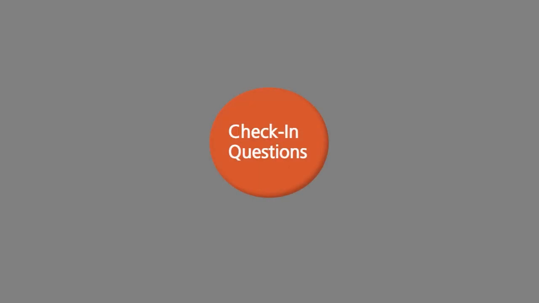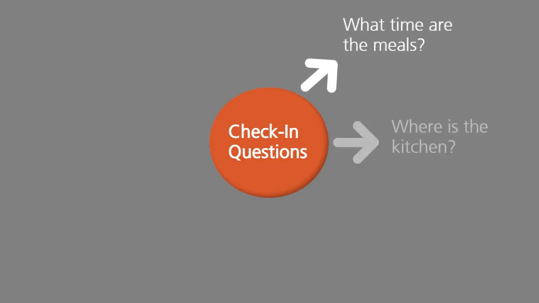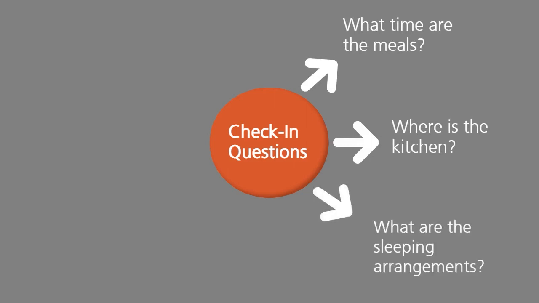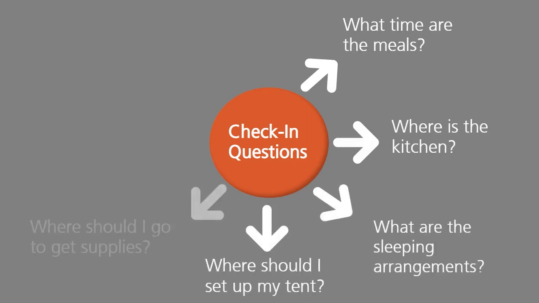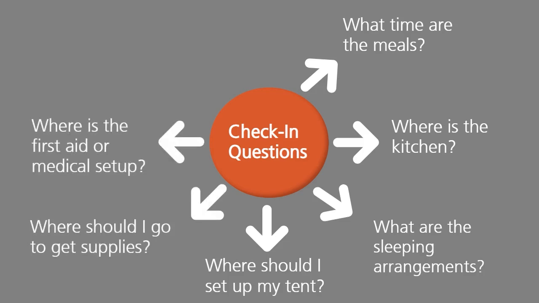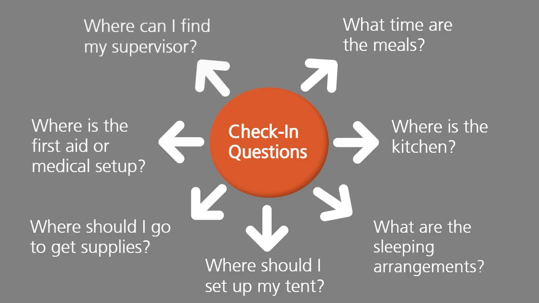Check-in is a two-way street. While you're providing information, you can also find out information that will make your life easier. What time are meals? Where's the kitchen? What are the sleeping arrangements? Where should I set up my tent? Where do I go to get equipment and supplies? Where's the first aid, medical setup? Where can I find my supervisor?